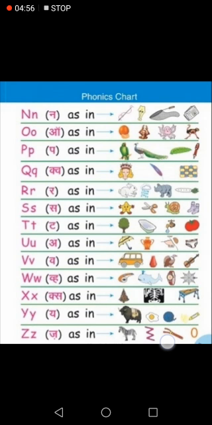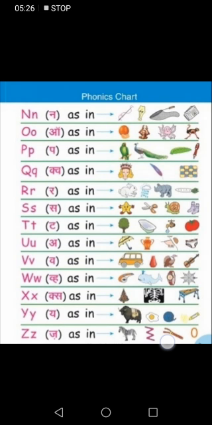Say with me, tree. Tub, tap. Tomato, tree, tub, tap. That's right. Let's say another letter. What is the next? The U. But the sound will be uh. See the difference? The letter is U, but the sound is uh.